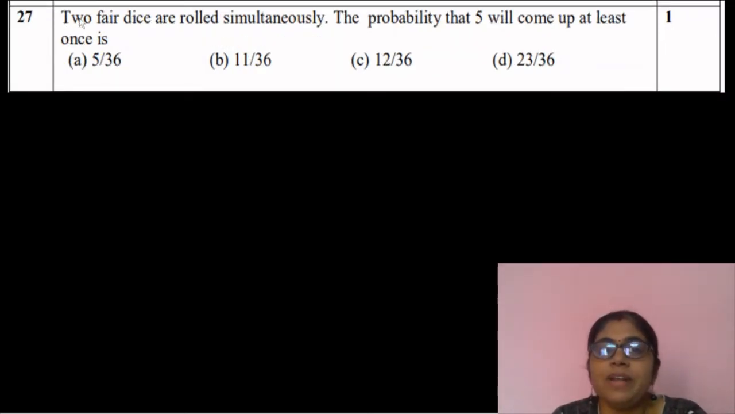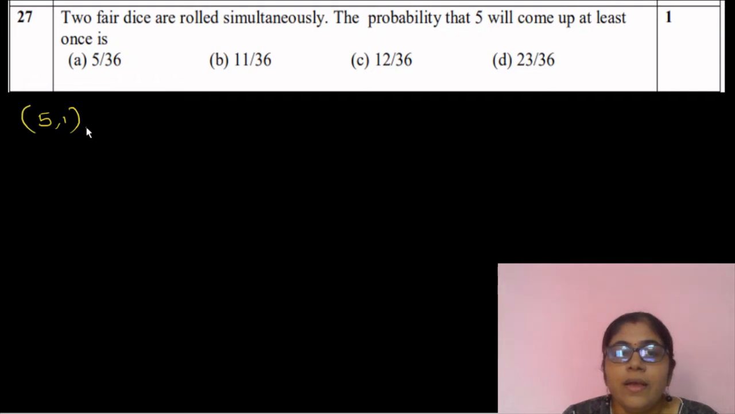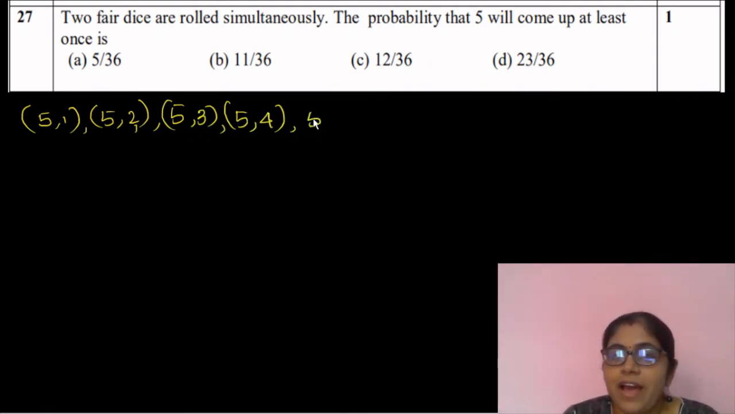Question number 27. Two fair dice are rolled simultaneously. The probability that 5 will come up at least once is... so how many options will be there? There will be total 36 options, and at least one time 5 should be there. So the options will be 5 1, 5 2, 5 3, 5 4, 5 5, and 5 6.